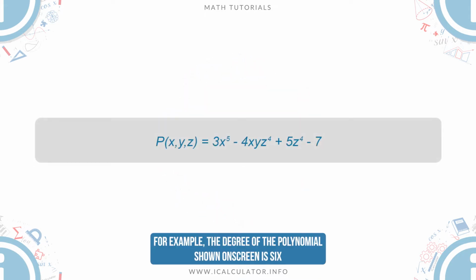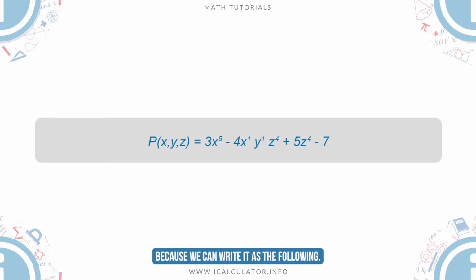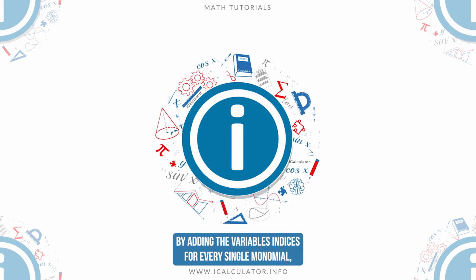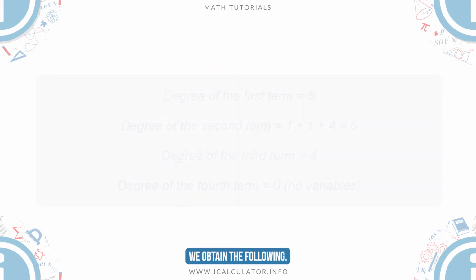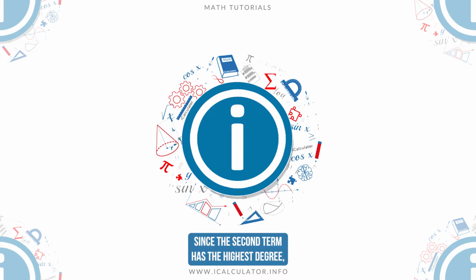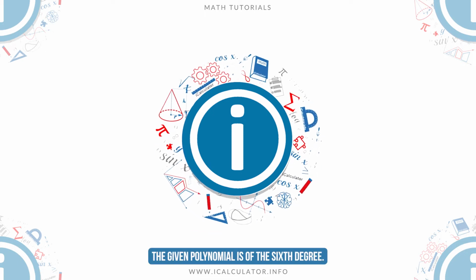For example, the degree of the polynomial shown on screen is 6, because we can write it as the following. Hence, by adding the variables indices for every single monomial, we obtain the following. Since the second term has the highest degree, the given polynomial is of the sixth degree.